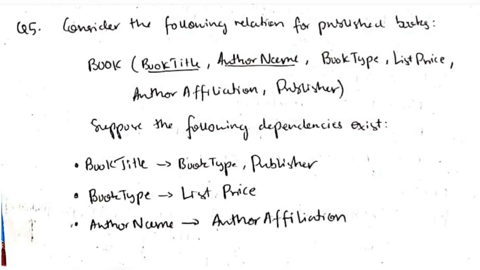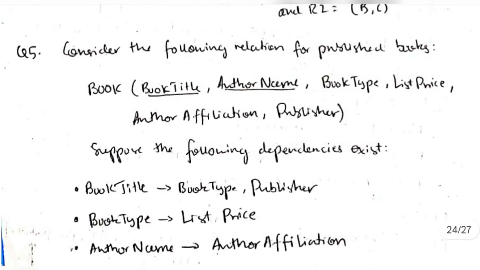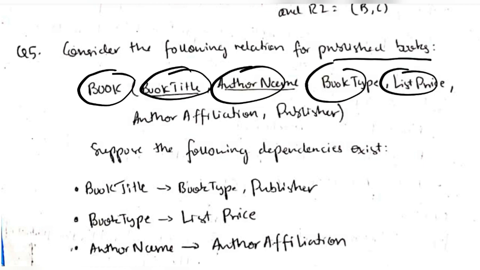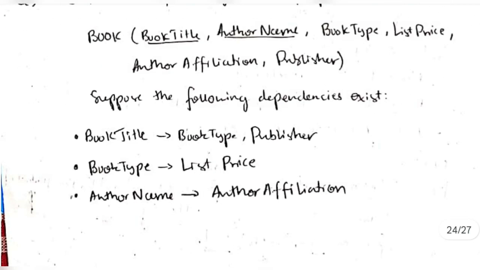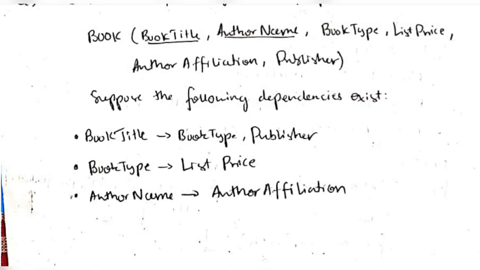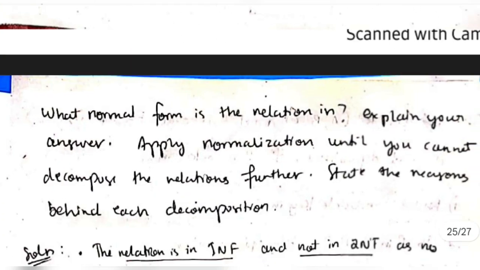Okay. Moving on to the fifth question, the question is that consider the following relation for published books, and the book relation is given where the primary key is book title, author name, book type and list price, author affiliation and publisher, and the following dependencies exist. Book type and publisher are dependent on book title, list price is dependent on book type, author affiliation is dependent on author name. So we have three dependencies here. Okay, so if you make the schema diagram, it will be like this.